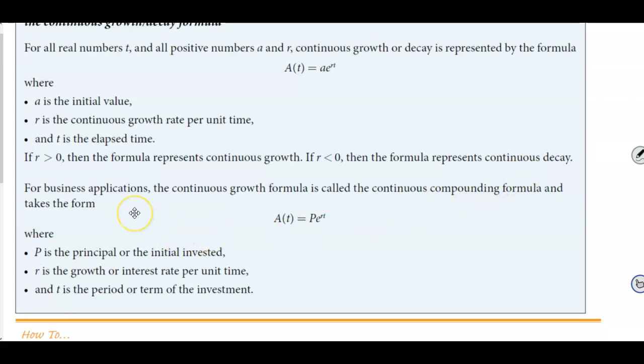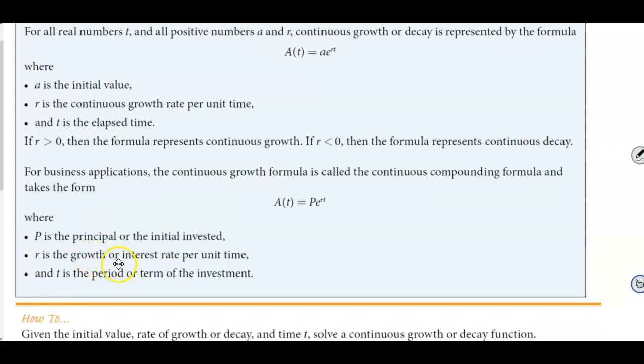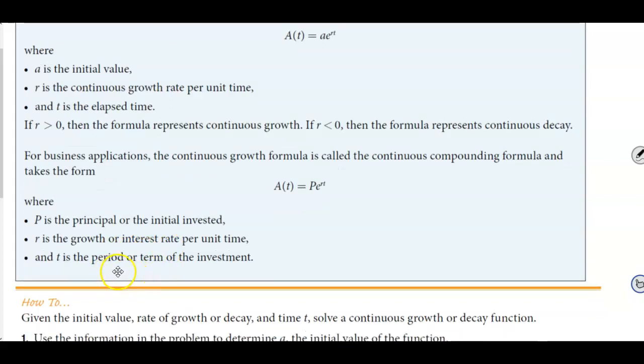For business applications, the continuous growth formula is called the continuous compounding formula, and it takes the form A of t, which is equal to P e to the rt, where P is the principal or the initial amount invested, r is the growth or the interest rate per unit time, and t is the period or term of the investment.